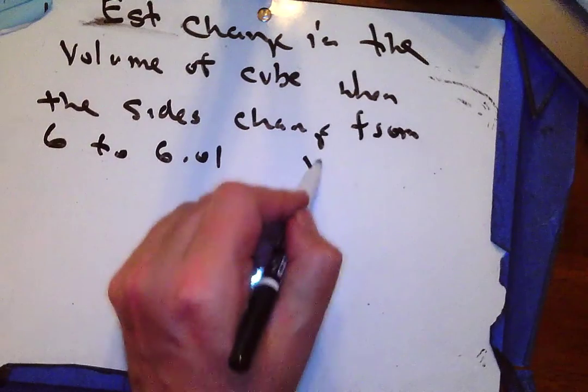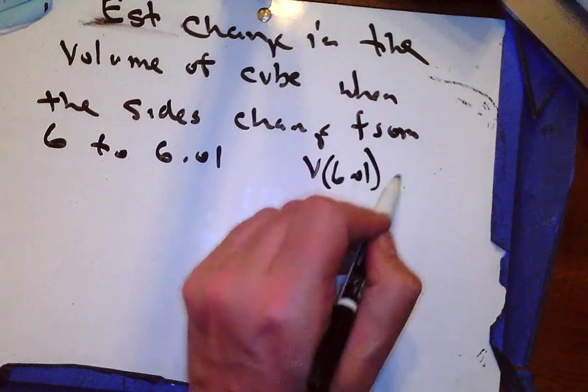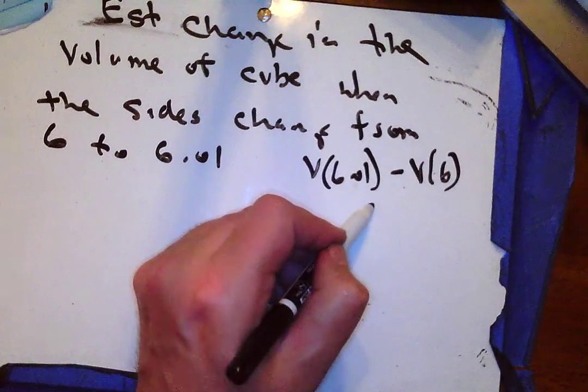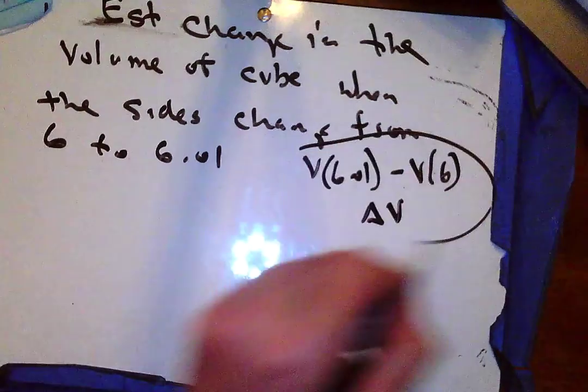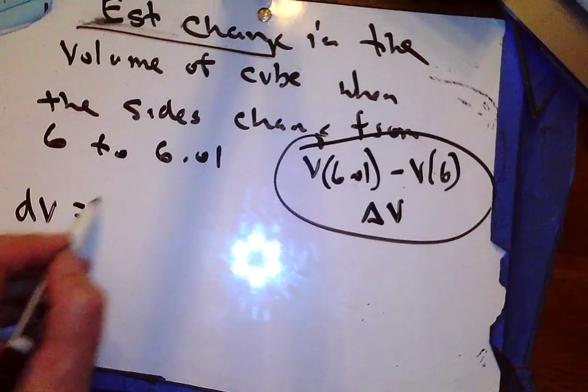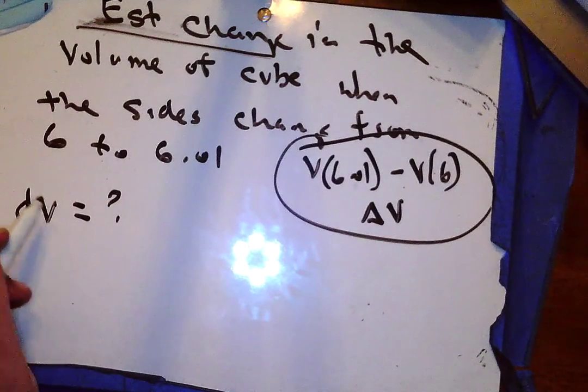And, you know, of course, you could do v of 6.01 minus v of 6, and you could get the actual change. You know, that's our delta v. But we want to estimate the change, and so we're looking for dv. Okay, so why don't you find dv?